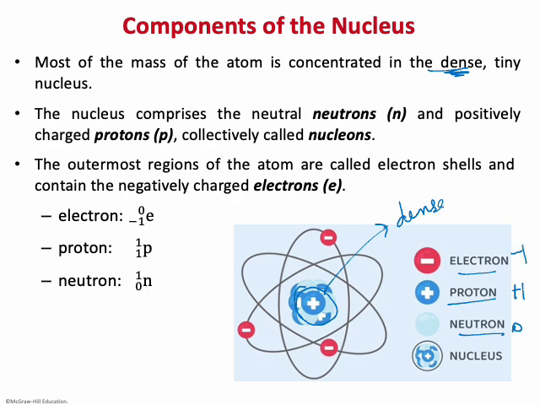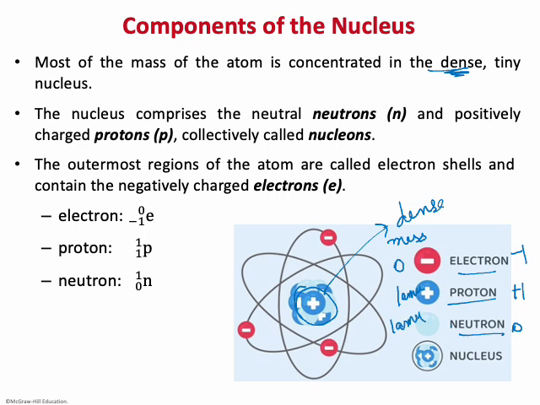You might also be familiar with their masses. When we go to the mass of each of these components, an electron has a negligible mass, meaning 0, because it's negligible when compared to protons and neutrons. Protons have a mass of 1 AMU, 1 atomic mass unit. AMU stands for atomic mass unit. Neutrons also have a mass of 1 AMU.